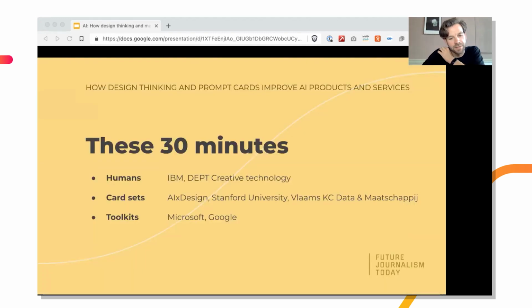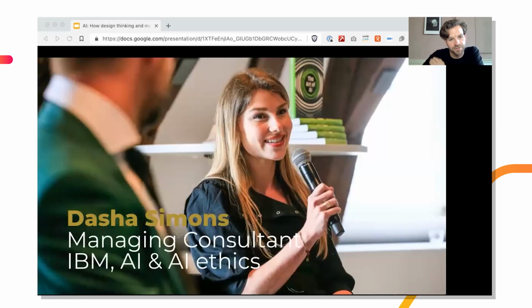So let me get into the humans, the card sets, and the toolkits. First, this is Dasha Simmons. She's a managing consultant at IBM, AI and AI ethics, and she works with clients. She uses design thinking methods, and she does that to explain and discuss important concepts and consequences of AI. And she puts herself in the role of various stakeholders that are involved in these projects.